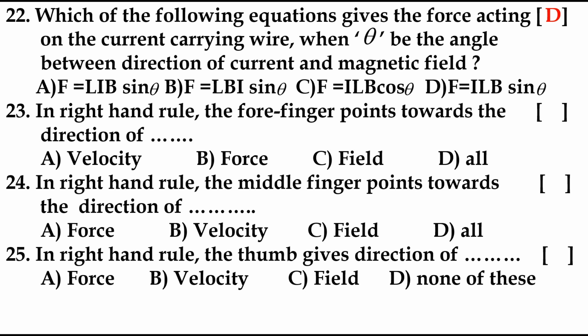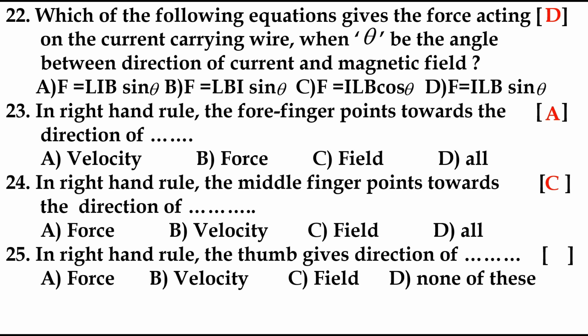23. In right hand rule, the forefinger points toward the direction of A. Velocity. B. Force. C. Field. D. All. Our answer is option A. Velocity. 24. In right hand rule, the middle finger points toward the direction of dash. A. Force. B. Velocity. C. Field. D. All. Answer is option C. Field.